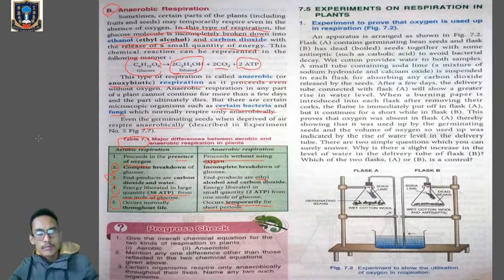Clear? So here we have mainly discussed the difference between respiration and combustion, and the inlets from where plants get oxygen: stomata, lenticels, and the general surface of the roots. And we have discussed the types of respiration, aerobic and anaerobic. In the next class, we will go through the experiments on respiration in plants. So this much for today.